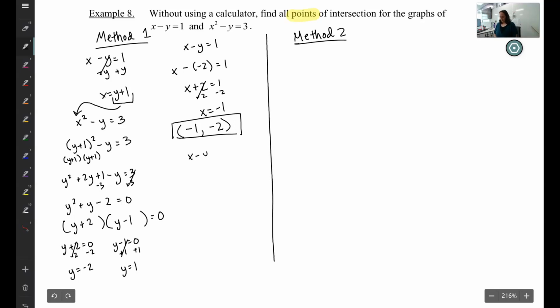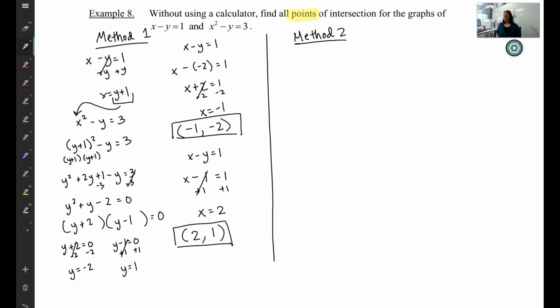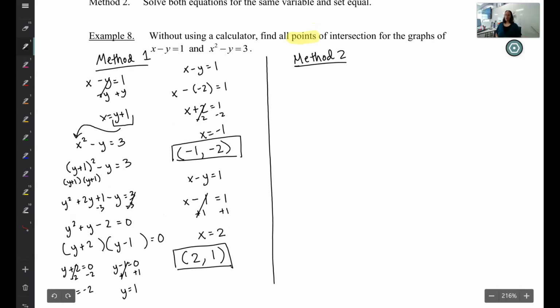Take that equation again, plug in our second y value, which is 1. Solve for x. So x equals 2. So now the x value is 2 and the y value was 1. So those are the points of intersection for those two equations. Now, if you look at that and you're like, I don't like that method, let's try the second method, see if that one works for you better.